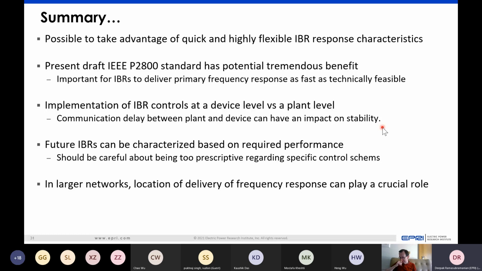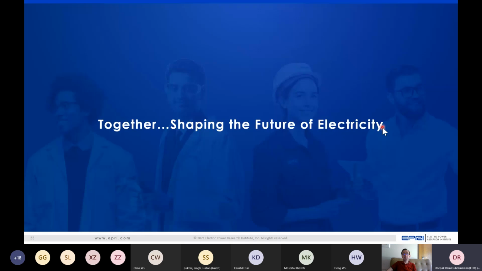Fast response is not always good. Fast response can cause instability in the network. But at the same time, we want these inverter-based resources to be as fast as technically feasible. So there's a lot of planning that needs to go in. It is important to recognize that communication delay in these large plants can play a role. But if we have these kinds of networks designed well, and if we take these into consideration, it is possible to achieve a 100% inverter-based resource network, while also looking at where in the network different resources and services are coming from. With that, Damien, that's the end of my presentation.